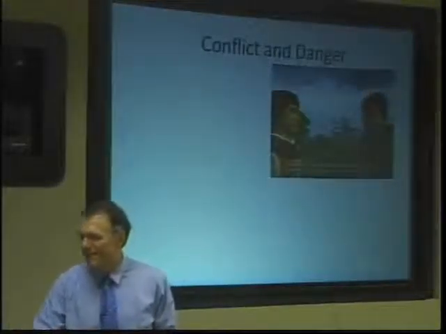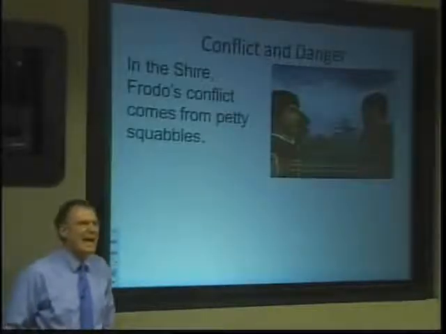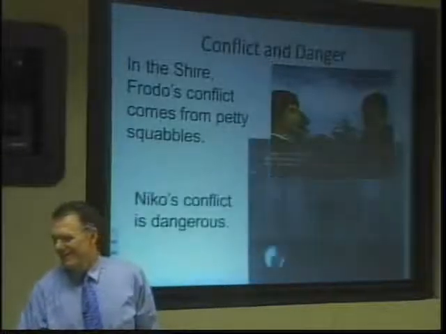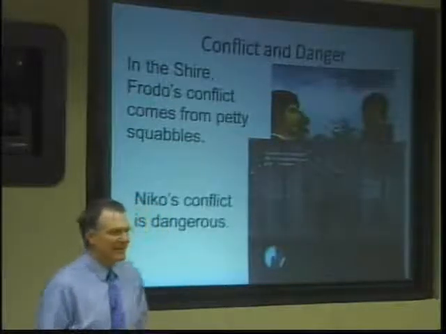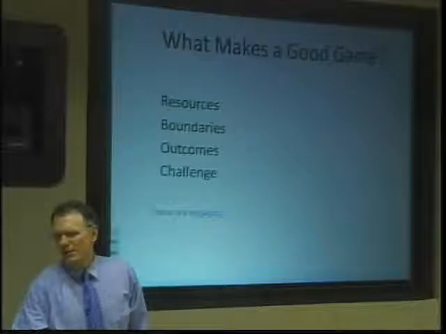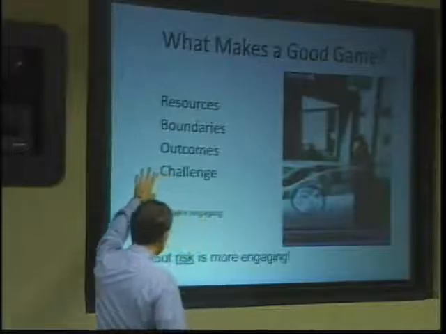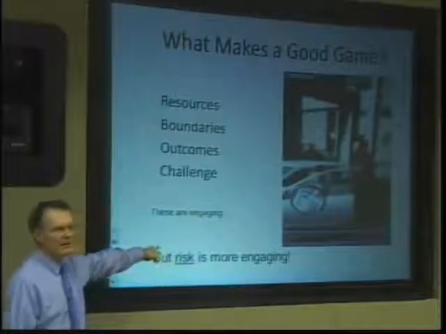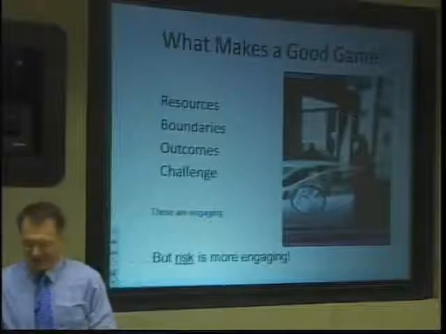Let's talk about conflict and danger. In the Shire, Frodo's conflict comes from petty little squabbles between the hobbits. Nico's conflict is dangerous, and it's not petty. He's a brawler. He's in fights. He's committing crimes. So we talked before about these things, resources, boundaries, outcomes, challenge, which are all engaging. But I'm telling you now, risk is more engaging than all of those. Add risk to the gameplay, and you will have an excellent, engaging game.